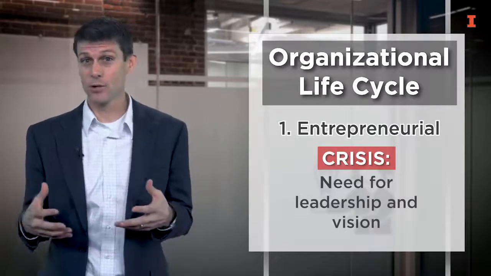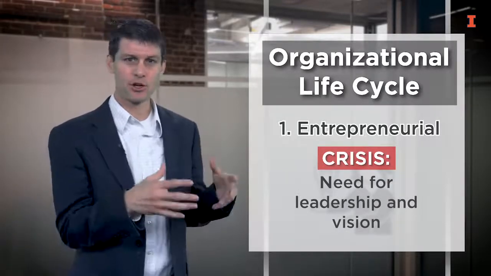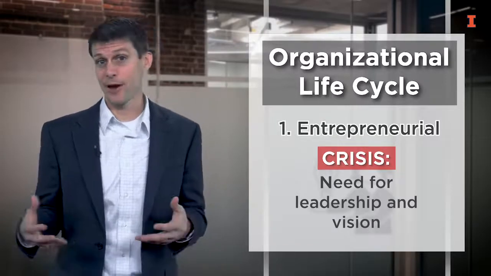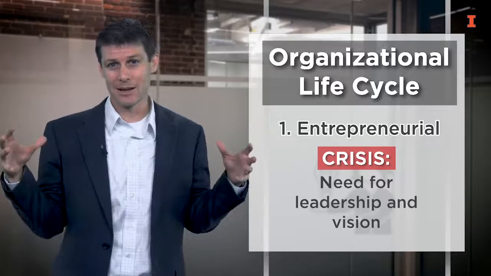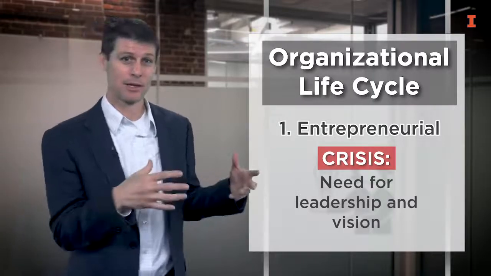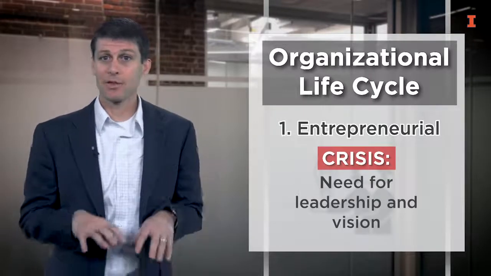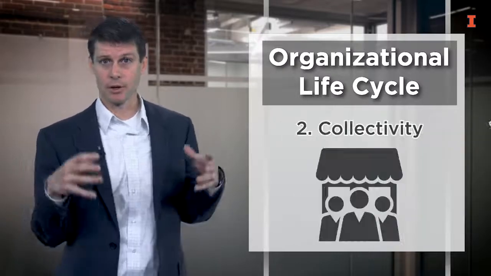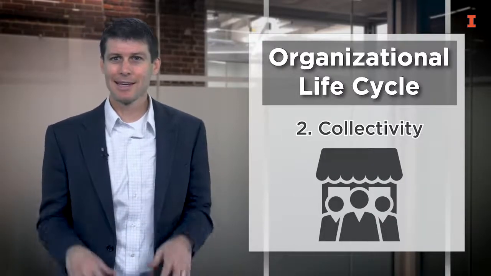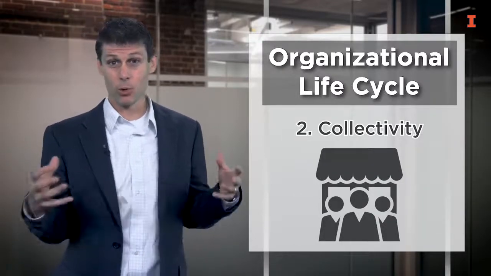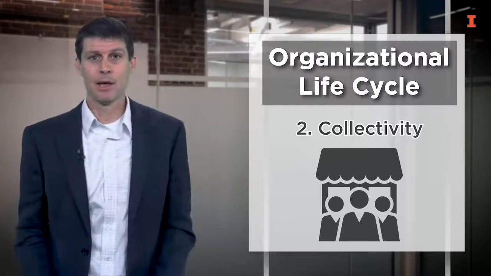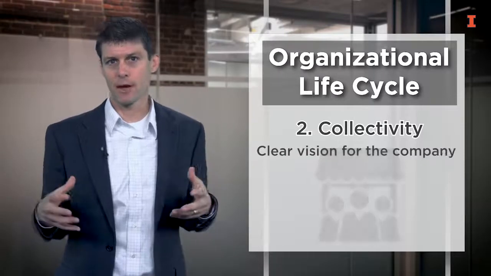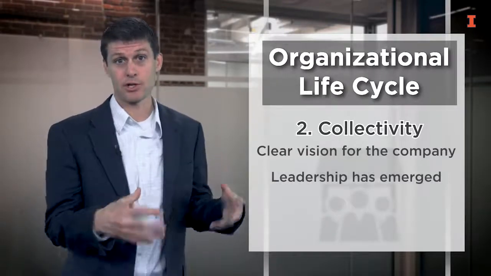If the company grows, you need someone that can step into a leadership role. Sometimes that's the founder or founders, but sometimes the people who have the big idea aren't necessarily the best people to lead the company. Now, the second stage is what we'll call the collectivity stage. The idea is that at this point, we've become a real organization that encompasses more than just the founder and the big idea. In this stage, we have a clear vision for the company, and leadership has emerged.